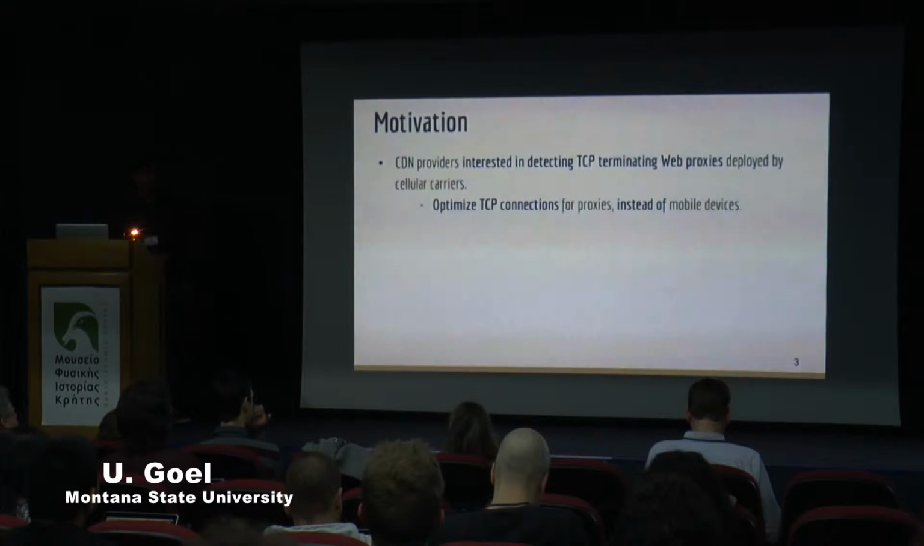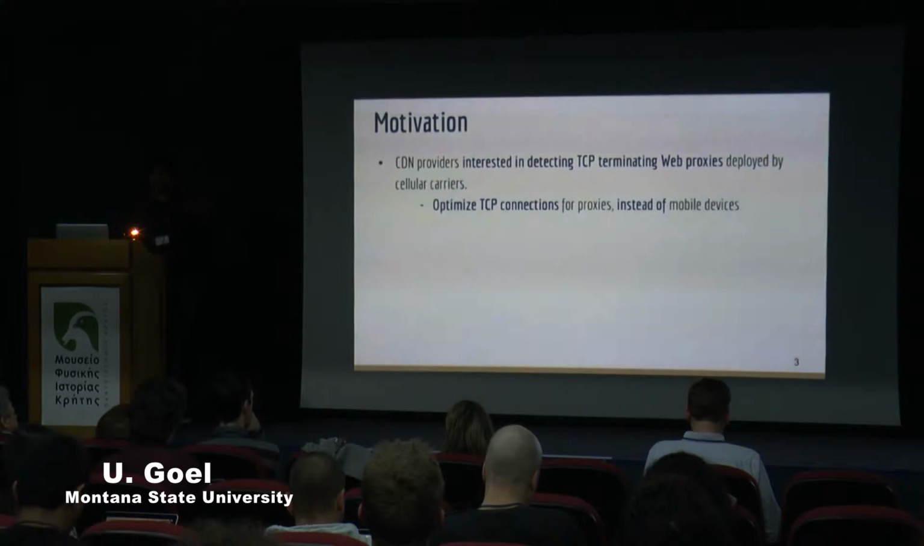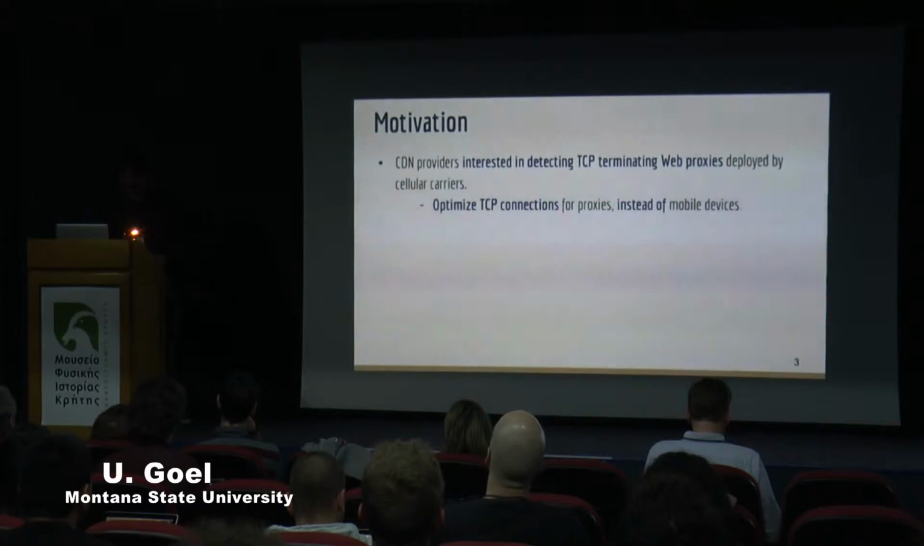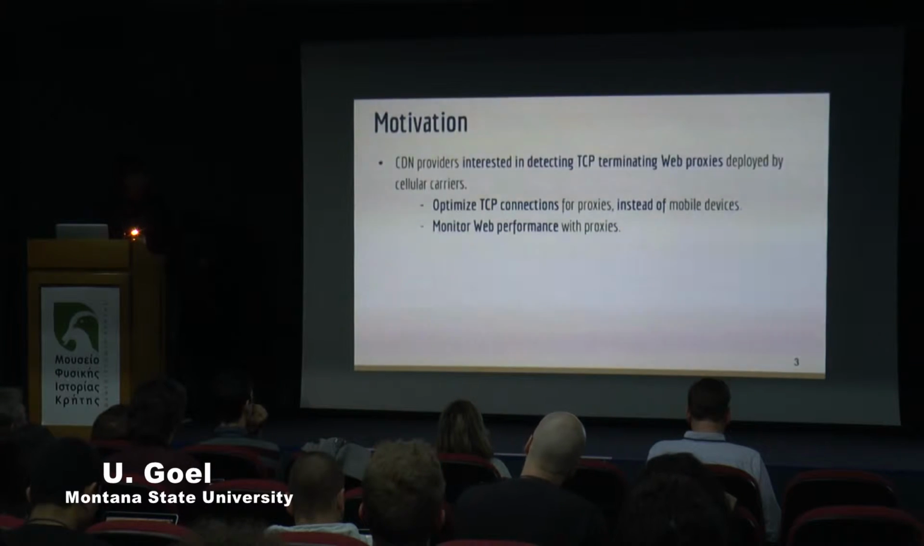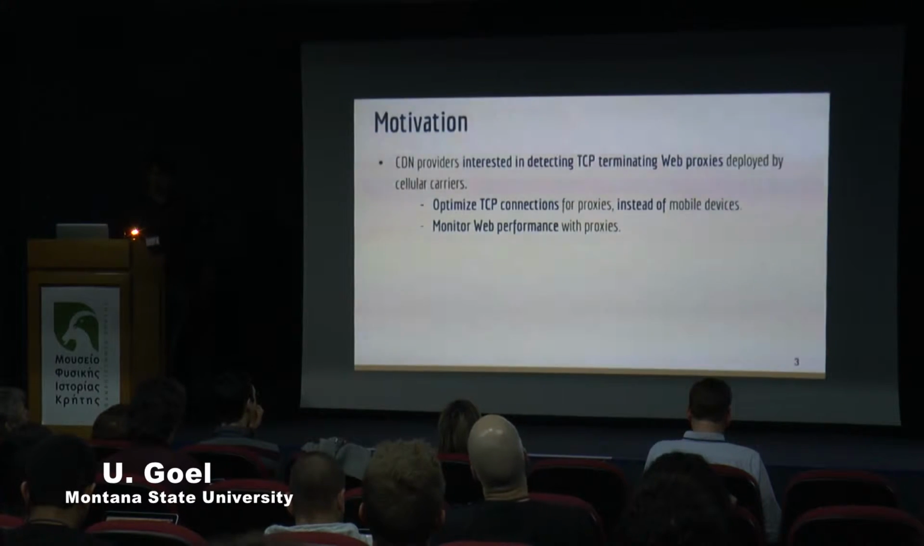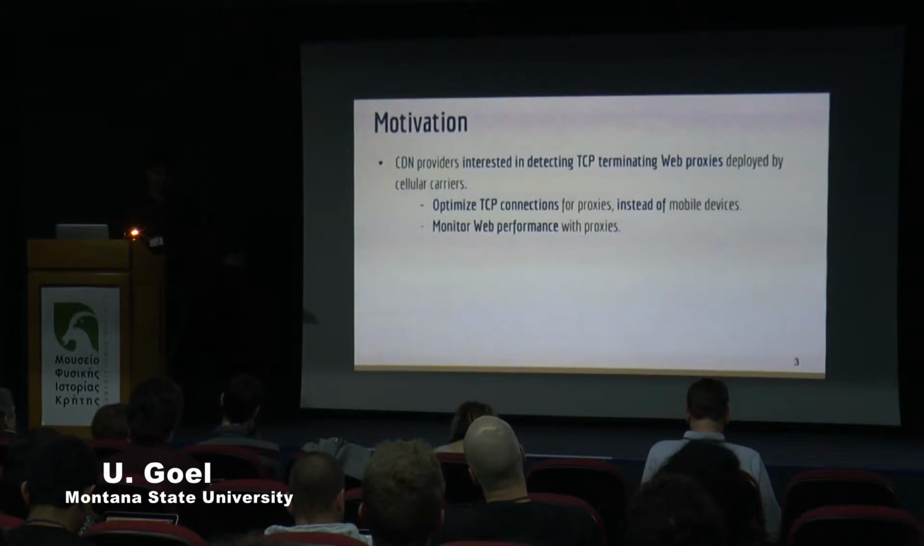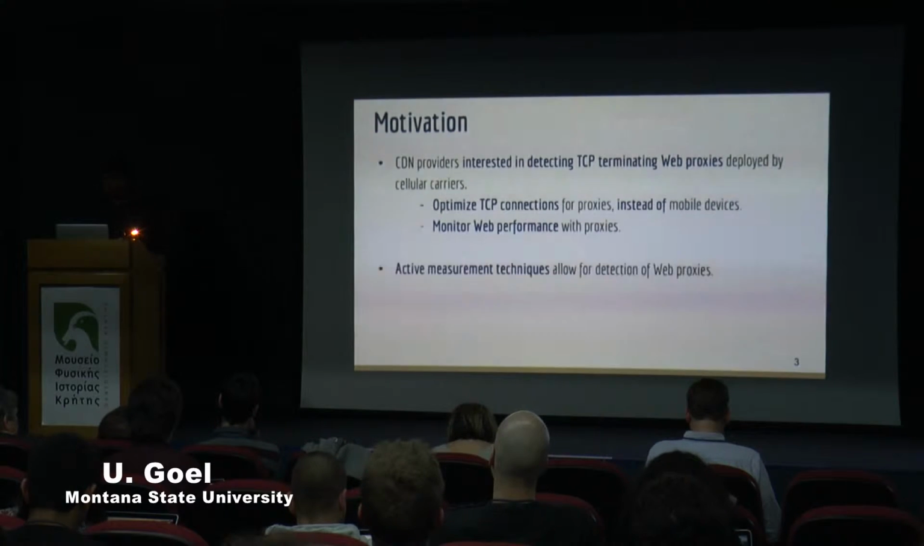The reason is that CDNs want to optimize TCP connections by detecting whether there's a proxy or not. They want to know whether they're talking to a client or to a data center that hosts these types of proxies. They also want to monitor web performance with these proxies. Is it good to let the traffic go through a proxy, or should they do something at the application or transport layer so that it doesn't get split by the proxy?